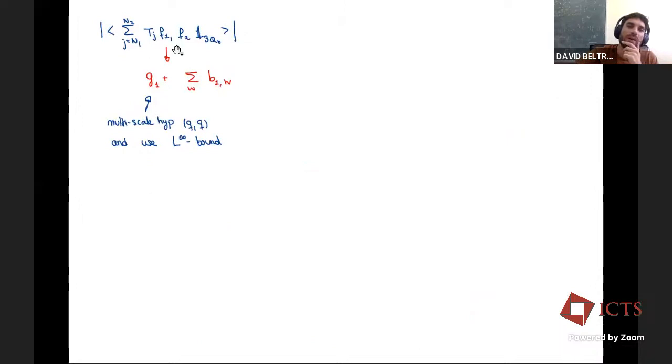So by doing the Calderon-Zygmund decomposition, everything that touches a G1, that's fine. That's easy to handle because these are functions which are in L infinity. And here we can throw in a multi-scale hypothesis of weak type QQ or restricted strong type QQ or weak type PP, and use the L infinity bound. So then let's focus on what happens for the B1s, for the bad functions.